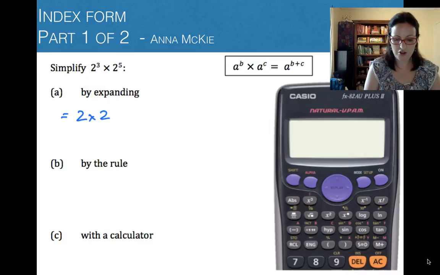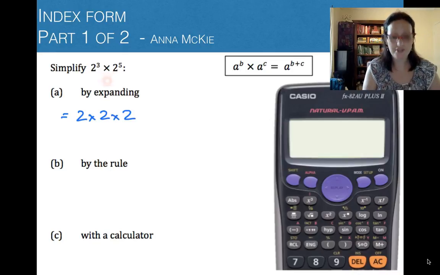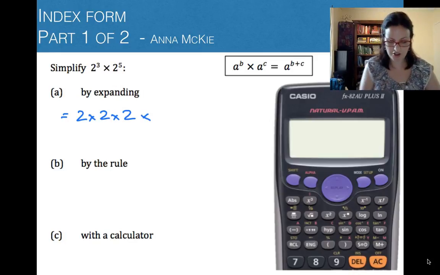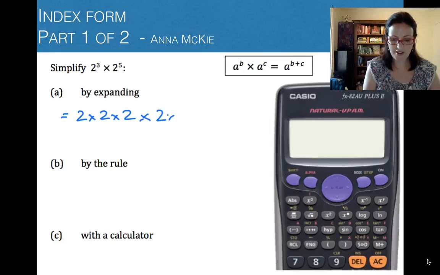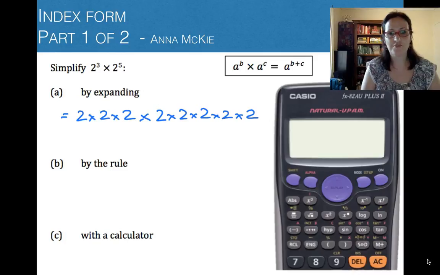1, 2, 3. And between them is a multiply sign, so we must write that. And then 2 to the power of 5 means 5 lots of 2. So 1, 2, 3, 4, and 5.